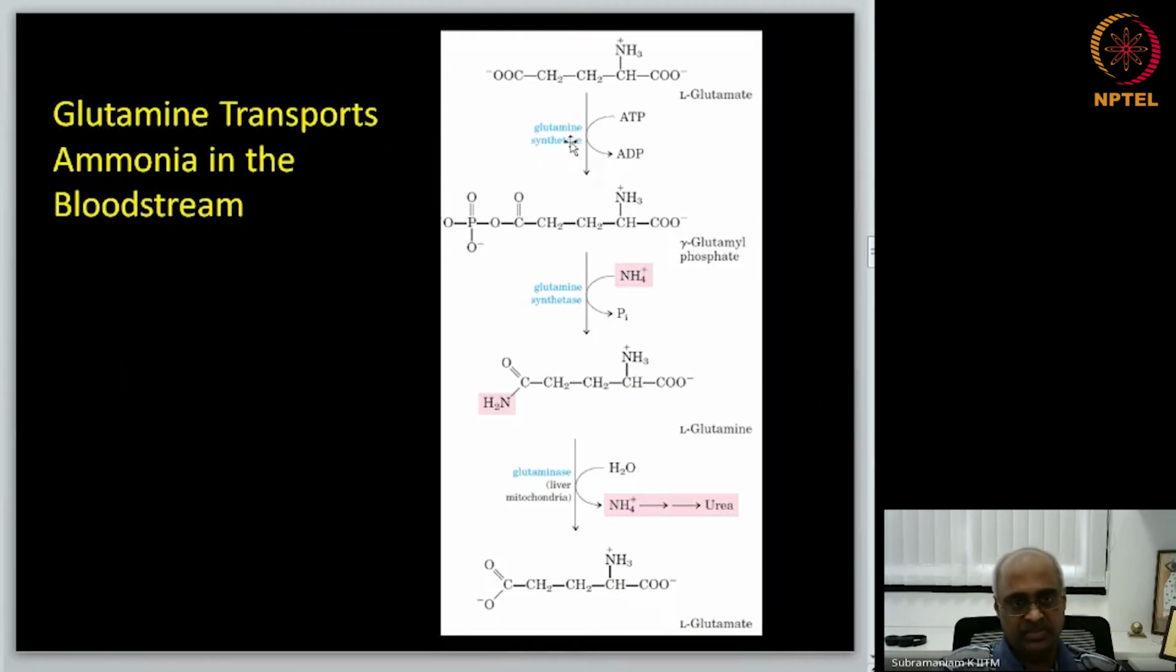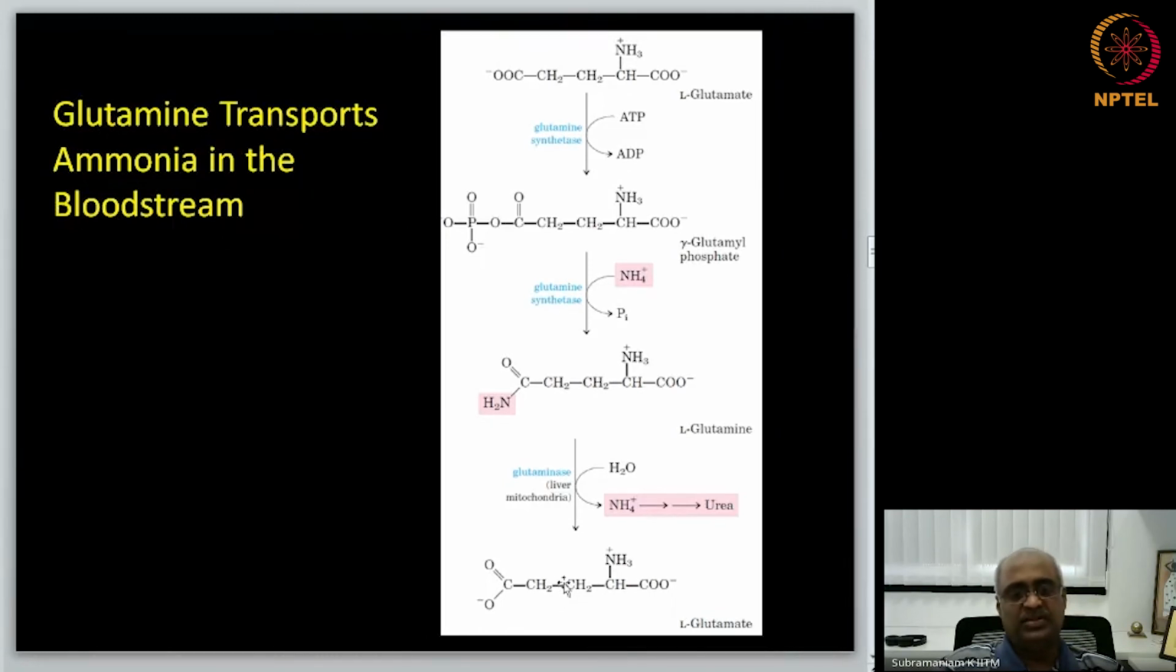So the glutamine synthetase reaction at these two steps leads to the formation. First, activation of the reacting group by attaching a good leaving group, and then you have glutamine. This glutamine is transported via the bloodstream into the liver, and in the liver mitochondria, glutaminase removes ammonia and forms glutamate.